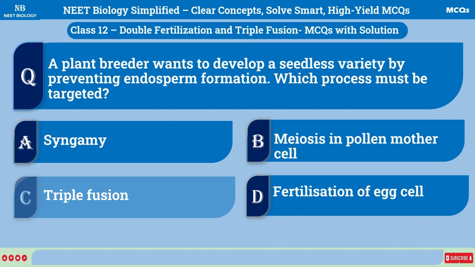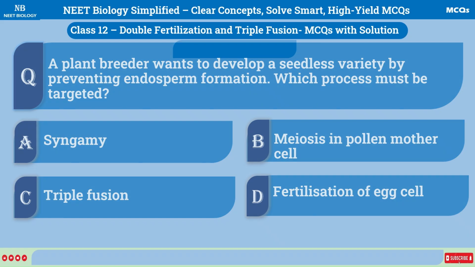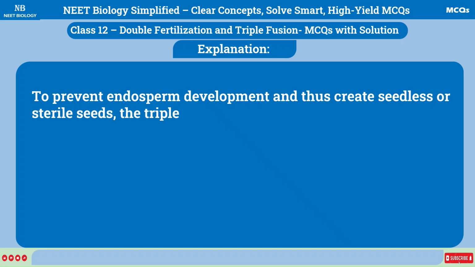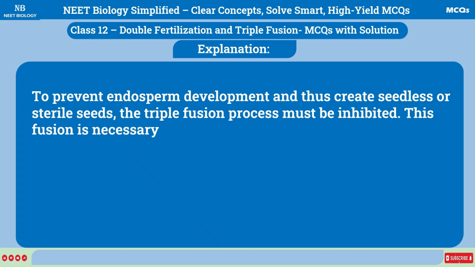Correct answer is C. Triple fusion. Explanation: to prevent endosperm development and thus create seedless or sterile seeds, the triple fusion process must be inhibited. This fusion is necessary for the formation of the primary endosperm nucleus.